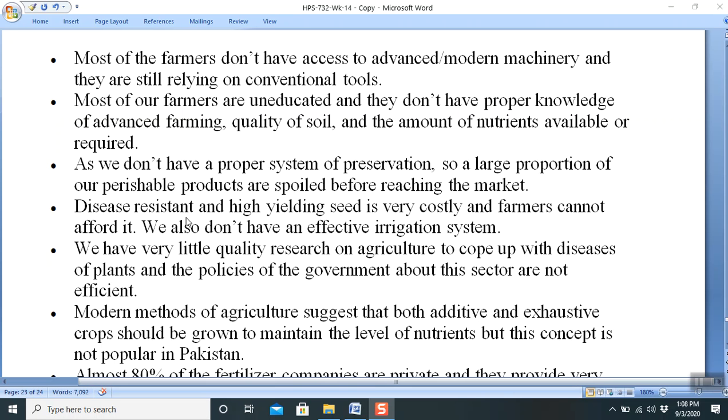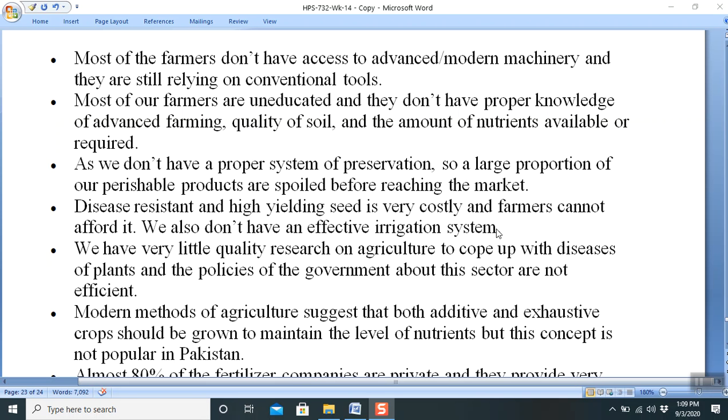Disease resistant and high yielding seed is very costly and farmers cannot afford it. We also don't have an effective irrigation system. Other problem is that just like human beings, seeds also have diseases. So a disease-free effective seed is very costly and farmers cannot pay the price. It's exactly the same.